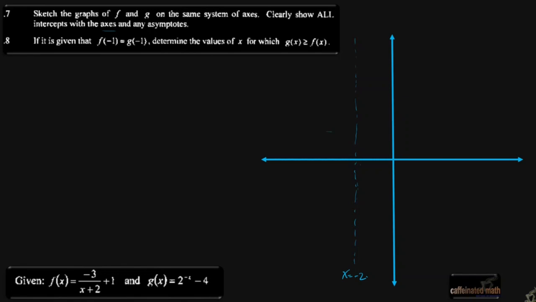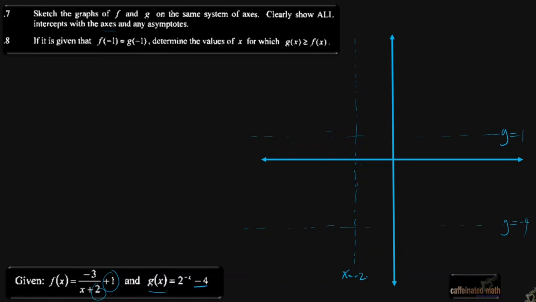Our horizontal asymptote goes across like that, so that's y being equal to 1. Of course, again taken from there. Then we can sketch in the asymptote for our exponential graph, which just does that over there, and we know that that's y is equal to -4, of course.